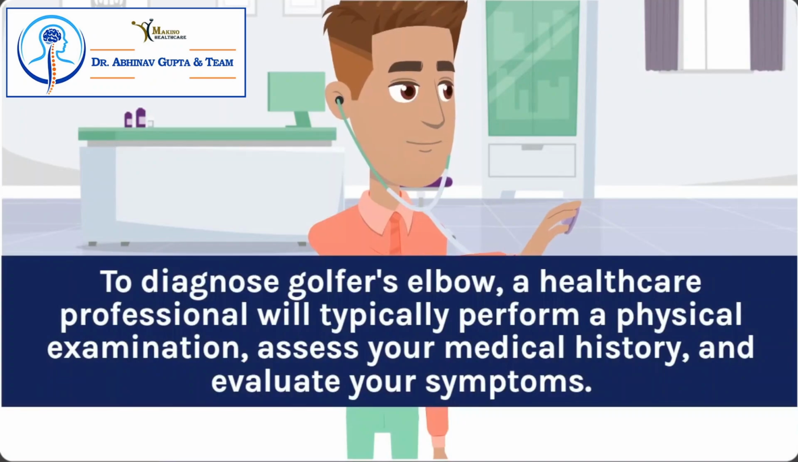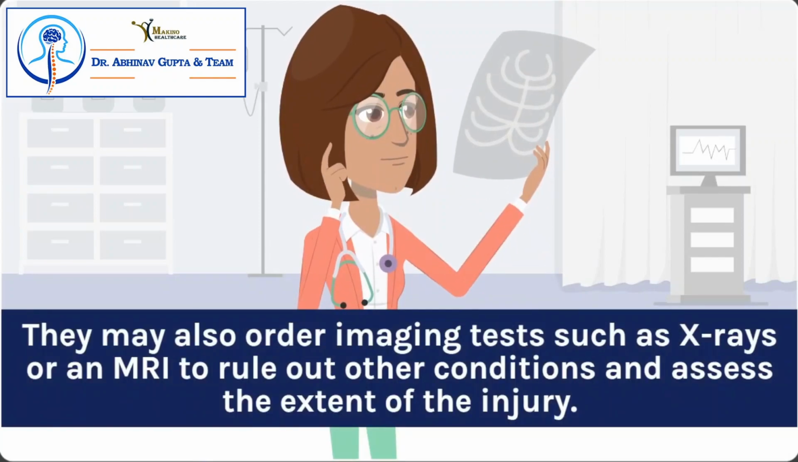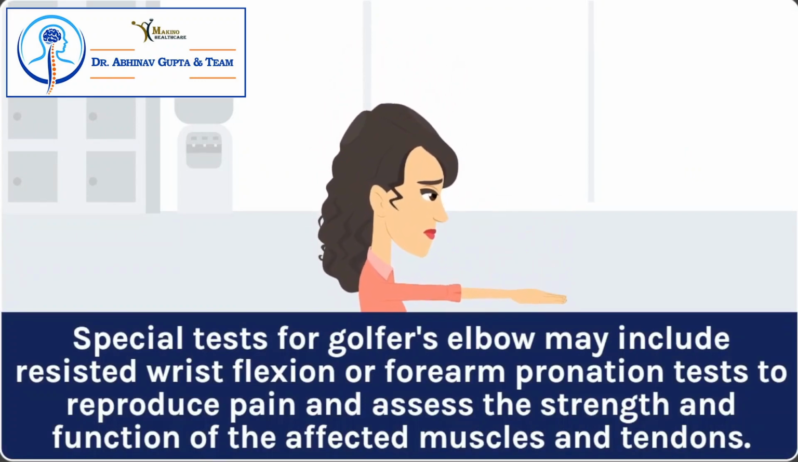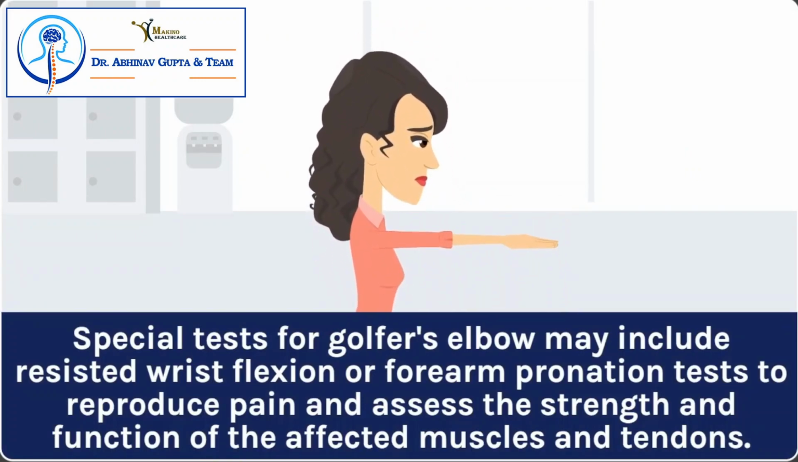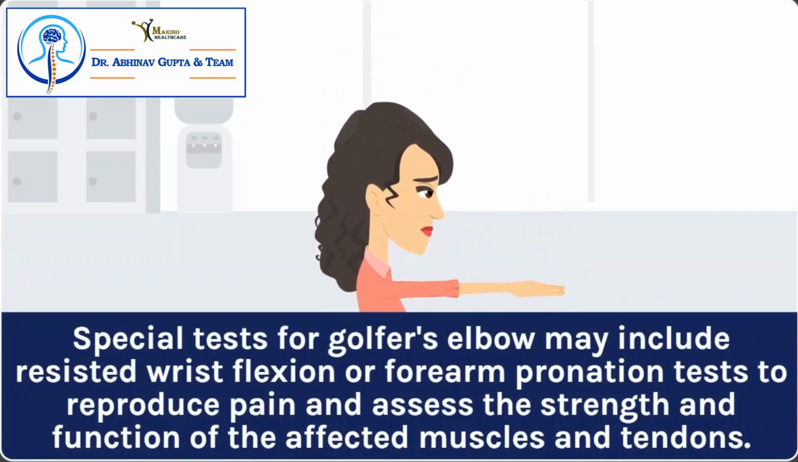To diagnose golfer's elbow, a healthcare professional will typically perform a physical examination, assess your medical history, and evaluate your symptoms. They may also order imaging tests such as X-rays or an MRI to rule out other conditions and assess the extent of the injury. Special tests for golfer's elbow may include resisted wrist flexion or forearm pronation tests to reproduce pain and assess the strength and function of the affected muscles and tendons.